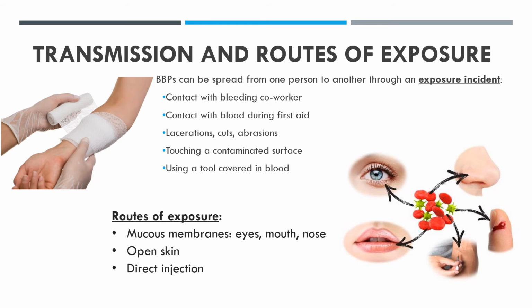If your skin is not intact at the point of contact with a contaminated blood or bodily fluid, the bloodborne pathogen could potentially be transmitted. Examples of non-intact skin include cuts, abrasions, hangnails, and so on. Additionally, bloodborne pathogens could potentially be transmitted if a contaminated sharp such as a needle or broken glass punctures the skin. Routes of exposure include mucous membranes such as the eyes, mouth, and nose, through open skin, or through direct injection.